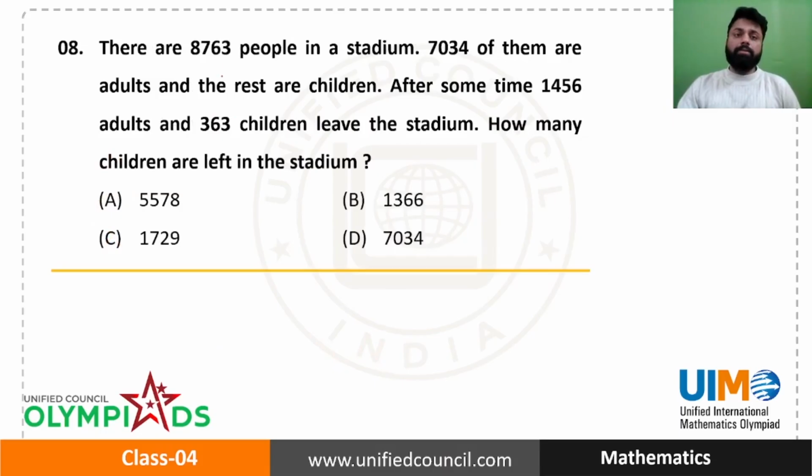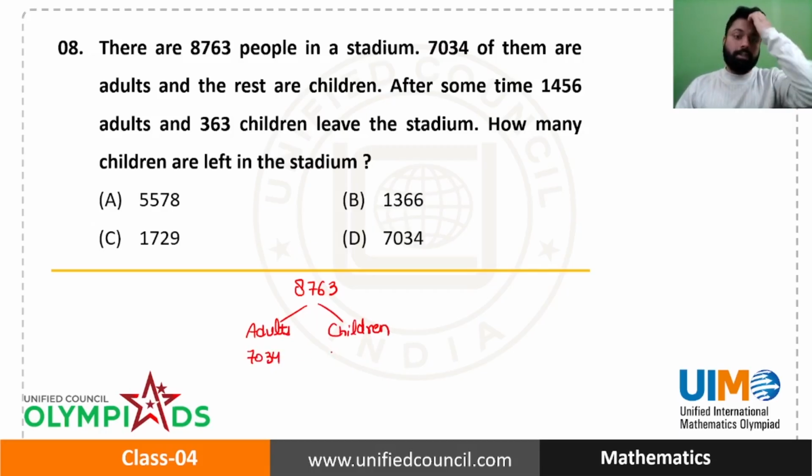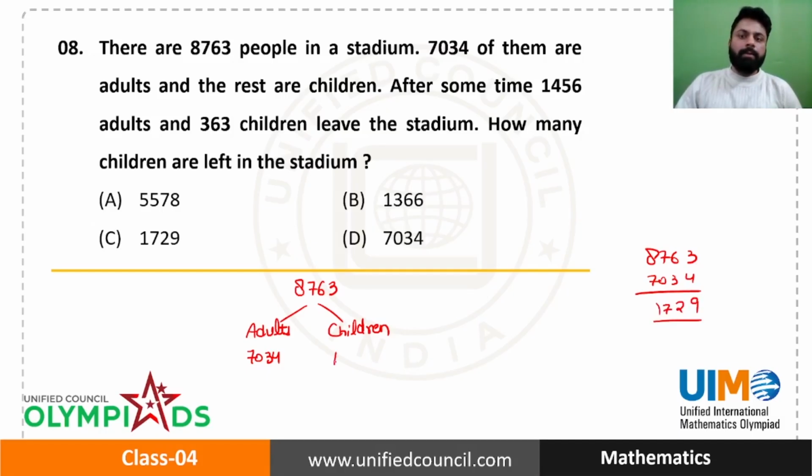Next one. There are 8,763 people in a stadium. 7,034 of them are adults. So out of 8,763, we have 7,034 adults, and obviously the rest are children. So let's calculate the children. 8,763 minus 7,034. 13 minus 4 is 9, 5 minus 3 is 2, then this is 7, 1. 1729.